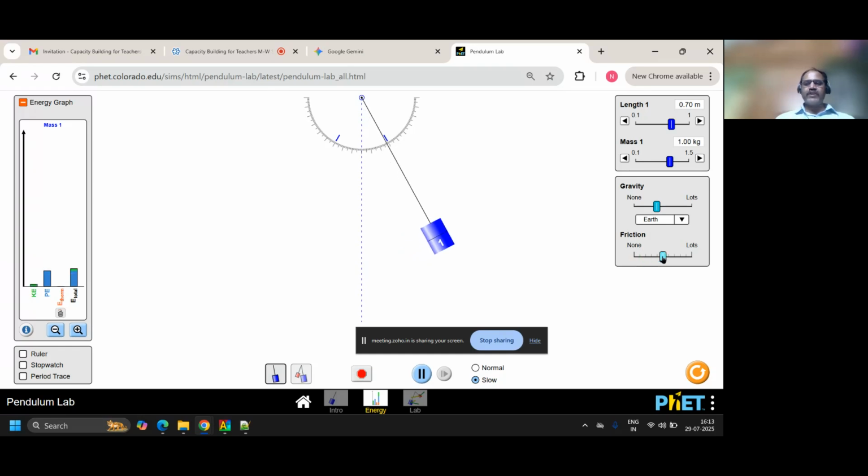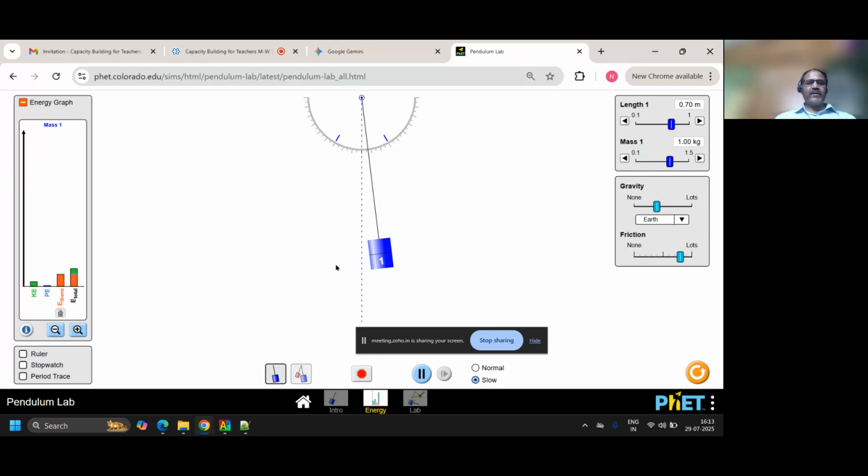Let me introduce friction here. The moment I start introducing friction, just watch this meter. Kinetic energy and potential energy keep decreasing. Thermal energy is increasing because of the friction. The friction happens because of the friction on the board, and the friction because of the air, the medium in which it is moving. So the thermal energy keeps going up and the potential energy and kinetic energy keep coming down. This is the fundamental model.